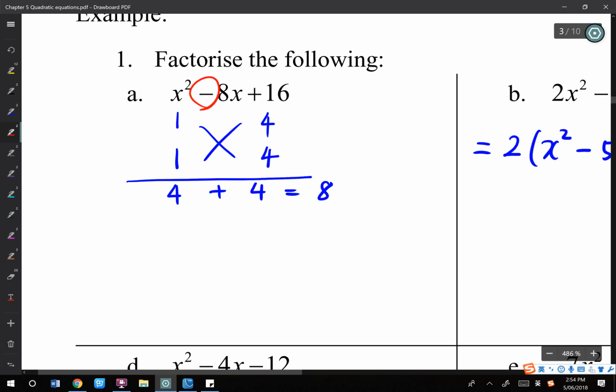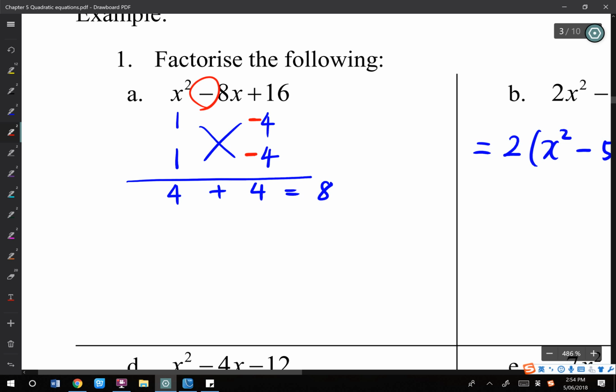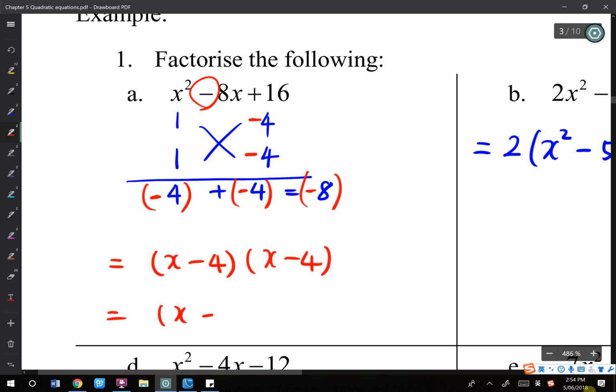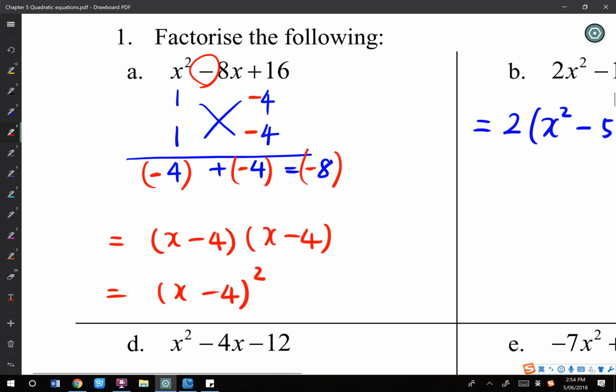So what can I do? Minus 4 and... no. Minus 4 plus 4 will give you a minus 16. Minus 4 and minus 4. That's minus 4, that's minus 4, and that gives me a minus 8. That's good. So that equals x minus 4 times x minus 4. So it's x minus 4 squared. Okay, that's how you factorize that.